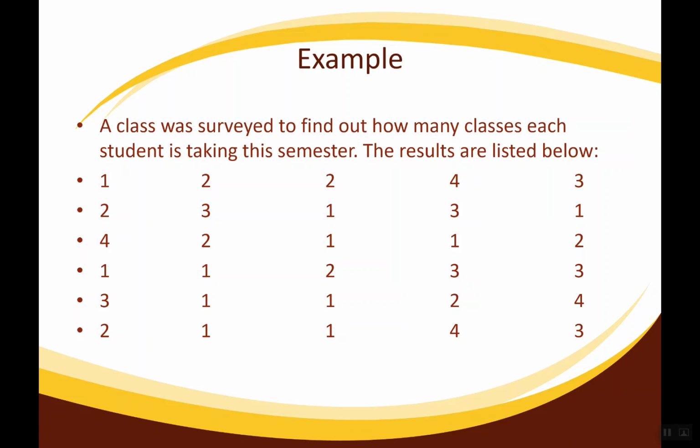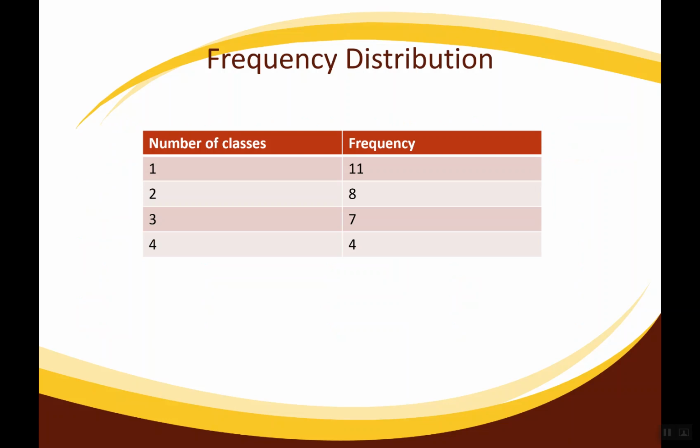But if I take the time to put them into a frequency distribution, I can see that students were taking either 1, 2, 3, or 4 classes, and then the frequency is: I had 11 people taking 1 class, 8 people taking 2 classes, 7 students taking 3 classes, and 4 students taking 4 classes. So this distribution organizes the data in a way that is meaningful for us to look at.